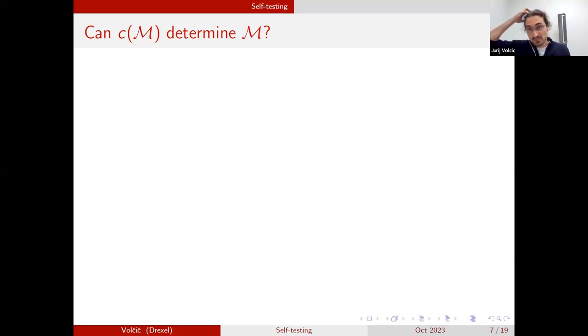Now, of course, you can't completely determine the model, because there are some natural things that you can do to a model that are going to give you the same correlation.